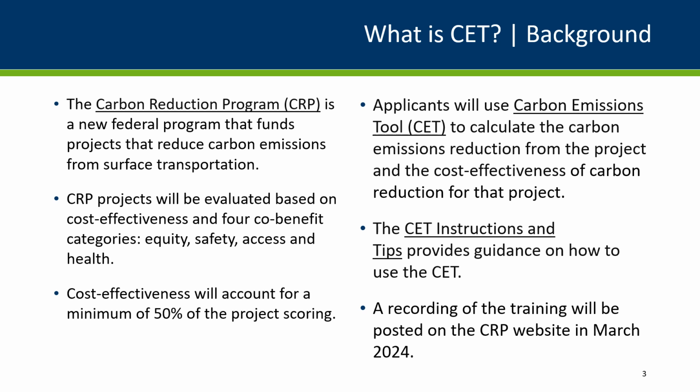As part of the project selection and solicitation process, jurisdictions and district staff are asked to use the Carbon Emissions Tool, or CET, to calculate the carbon emissions reductions from the project and the cost effectiveness of carbon reduction for that project. Minnesota will consider multiple co-benefits in project selection, such as equity, safety, access, and health. However, cost effectiveness of the project to reduce carbon emissions is the biggest factor. This tool can be found along with the in-depth instruction manual for use on the CRS website. It should be the same site which is hosting this training.